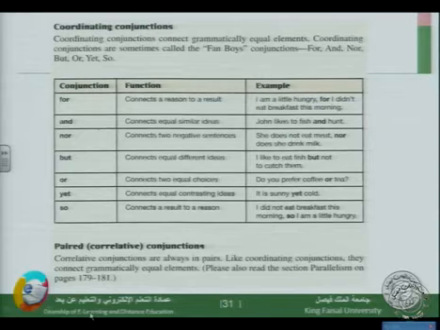If we, for example, look at here, John likes to fish and to hunt. To fish and hunt. Fish and hunt are verbs. So "and" is a conjunction, or coordinating conjunction, that joins two verbs together.